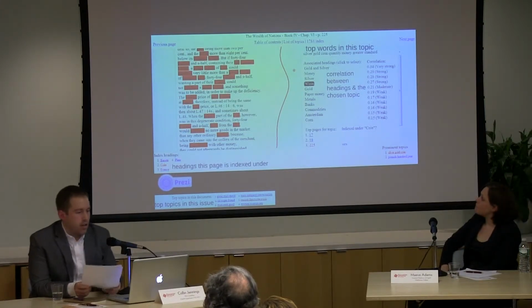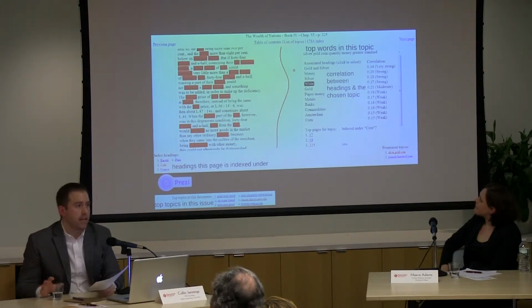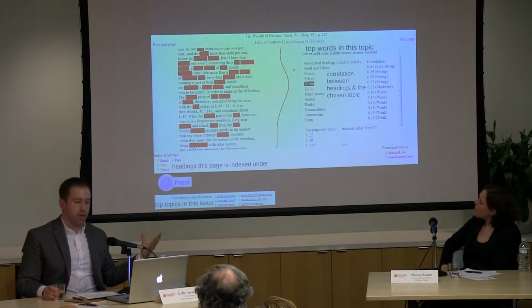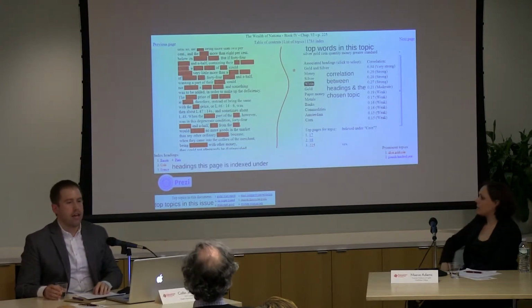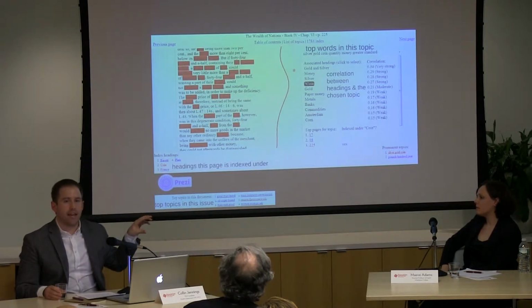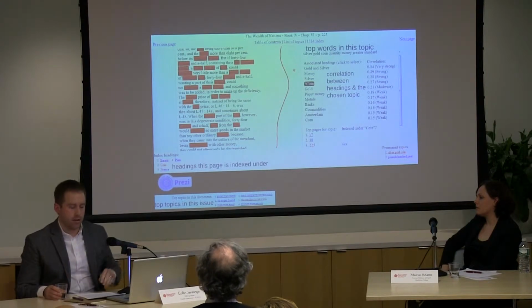So for this topic, which you can see on the right, the words are silver, gold, coin, quantity, money, and the index headings that it correlates with are gold and silver, money, coin, gold. And this is based on the pages that are marked by the index heading and the pages that are highly concentrated for this given topic.